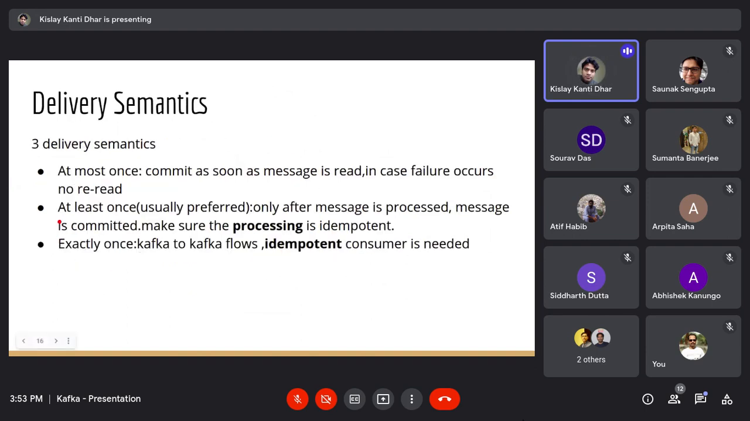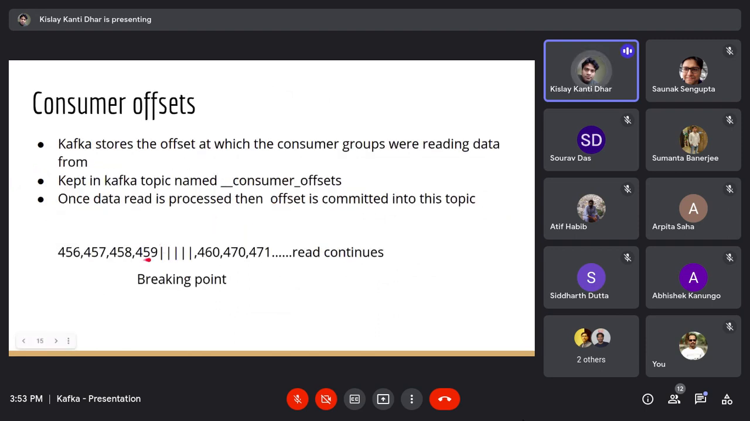Okay, at least once. This one is usually preferred. What it does is commit only after the message is processed. Like if we have come to 470, we read the data, we have processed it, done whatever we wanted to, put it into a dashboard or the application or a database, whatever we did. After we do that, we commit it. Then we are totally safe.